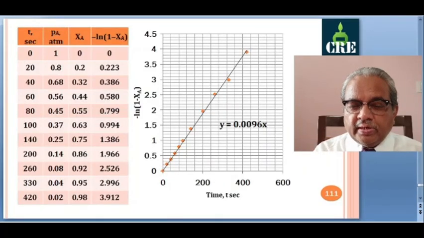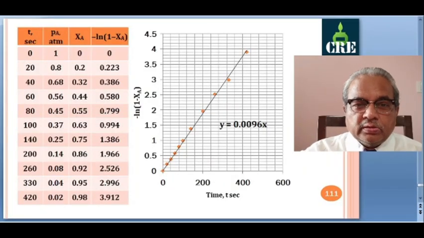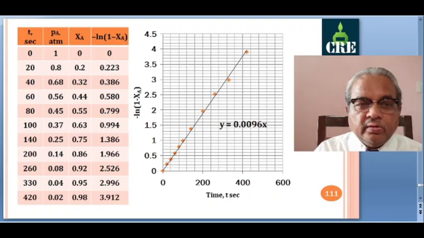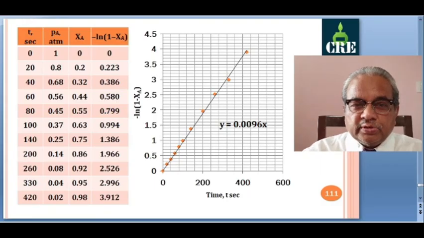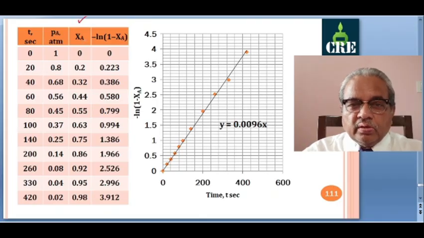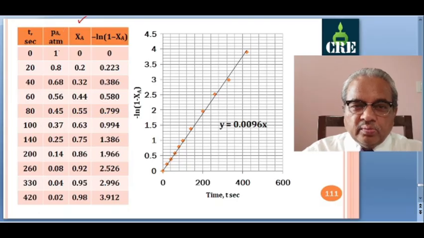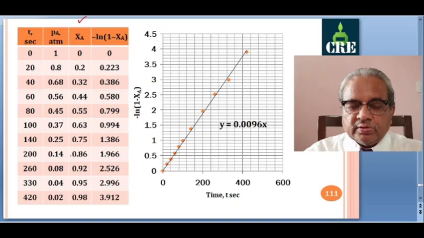So the given data is tabulated here. This is data, time in seconds, and partial pressure Pa in atmosphere. So from 0 seconds to 420 seconds, this is the data. We can find out conversion from this. XA is equal to 1 minus Ca by Ca0. It is same as 1 minus Pa by Pa0. So you know Pa0 is 1. So all values of Pa will give you these values of conversion.